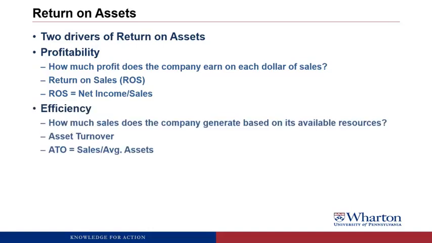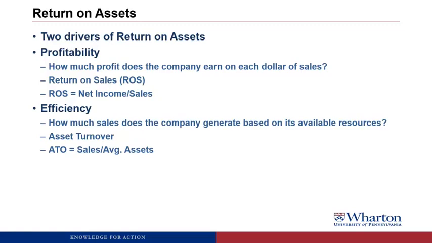The other driver is efficiency. How much sales does the company generate based on its available resources? In other words, how efficient are managers at taking their assets and turning them into sales? So here the ratio is called asset turnover, which is sales divided by average assets. For each dollar of assets in the company, how effectively do the managers turn that into sales?